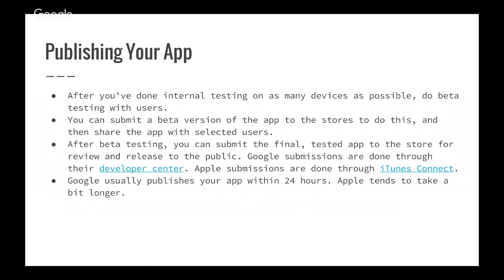So once you've submitted it, if it's published, if it's accepted, great, you're done. Your app is available in those stores for purchase or for download. Otherwise, you have to fix it, and then you've got to go through and test it again, and you've got to resubmit it after you fix those errors.